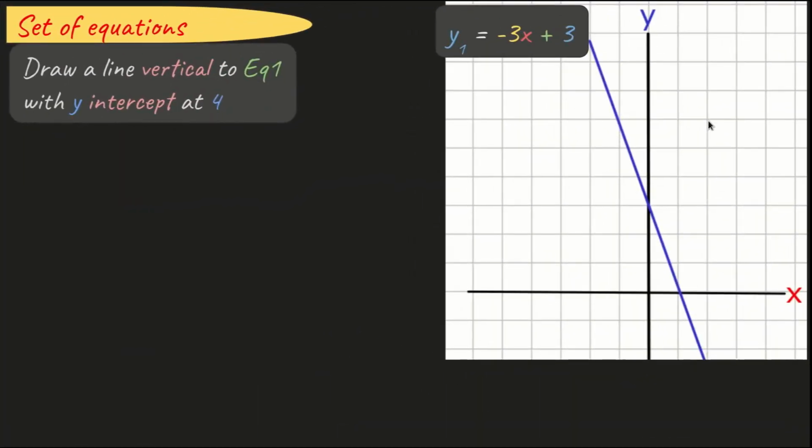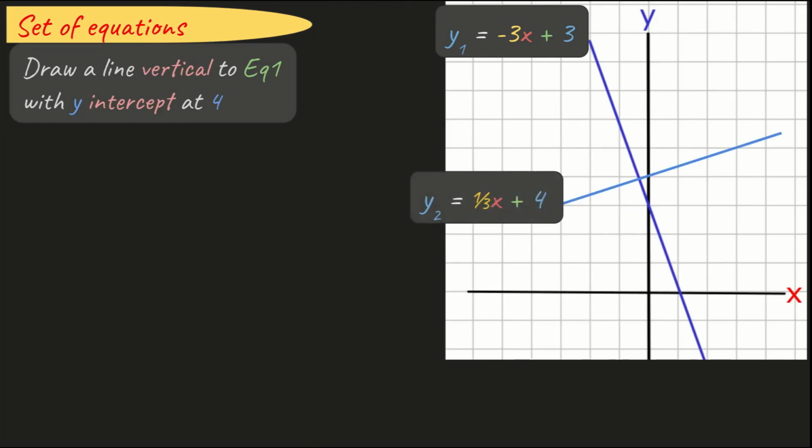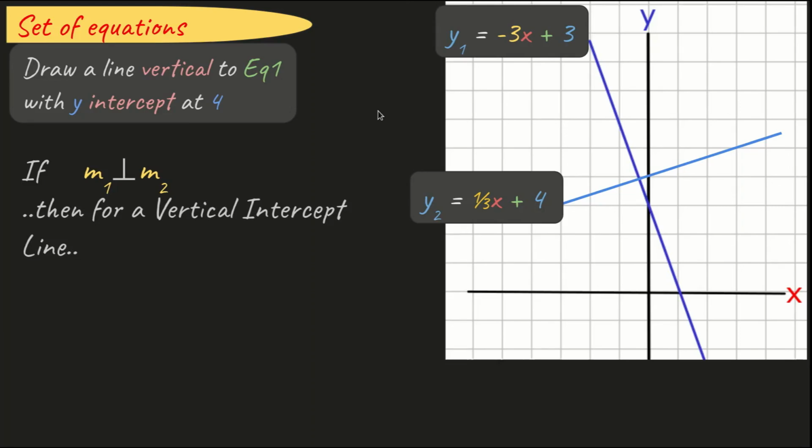Let's look at this in a little bit more detail, because we need to get to an equality that we can actually understand properly in mathematical terms. There are our two equations. y1 is equal to minus 3x plus 3, y2 is equal to a third of x plus 4. Now, if m1 is vertical to m2, in other words, the lines are vertical, then we need to come up with a proof. And if you think about those two, then this is the rule. m1 multiplied by m2 is equal to negative 1. We've proven that. And if that's the case, then m1 is vertical to m2.